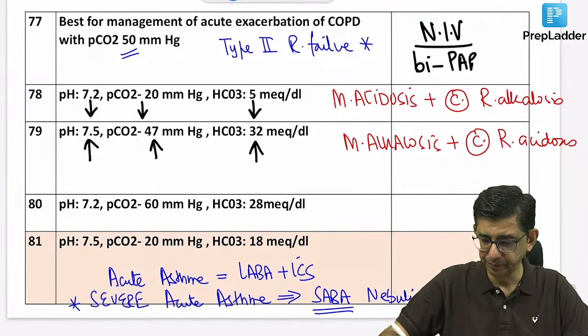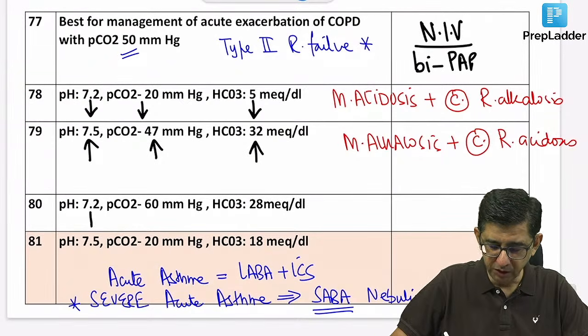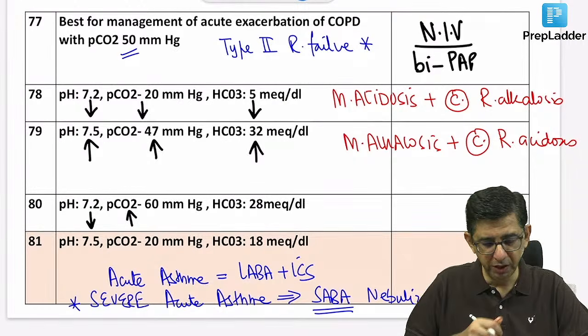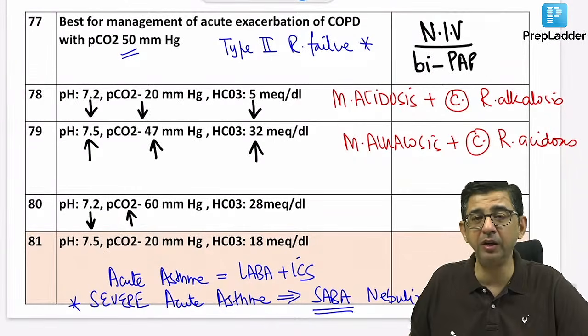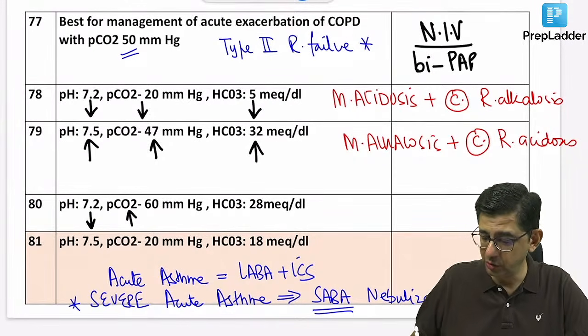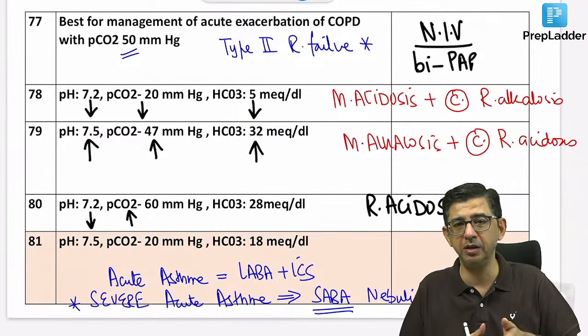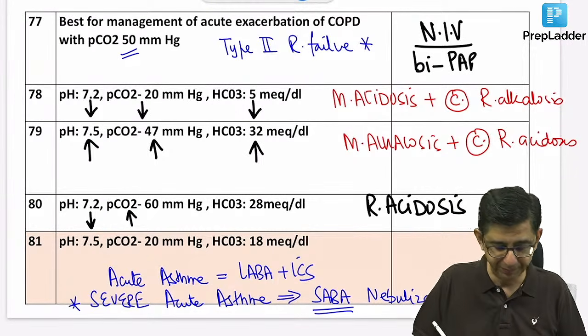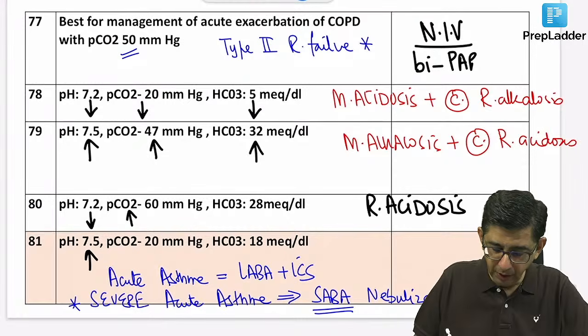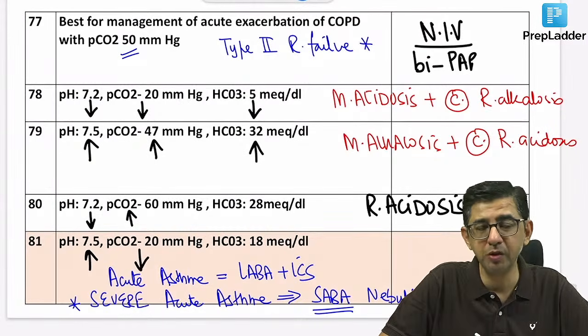In 80, you can see that pH is less and PCO2 is elevated. That would mean that this would be respiratory acidosis in a patient. And because bicarbonate is rising in this case, again it is partially compensated. That means there is a metabolic alkalosis component present. Arrows are going opposite. pH is down and PCO2 is up.